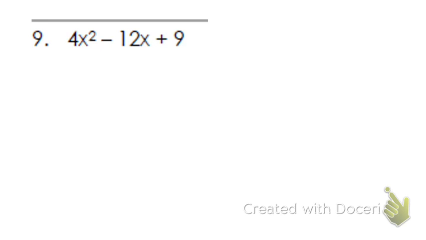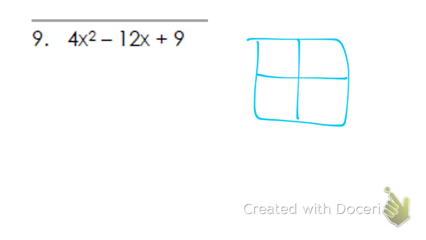Okay, I'm going to factor this one by the box method again. Let's see. So my first term, first of all, we haven't had any that have had this, but we always want to make sure that we factor out a greatest common factor, if there is one. There isn't one here. So I'm going to put 4x squared and a 9 right here, and I'm going to figure out what's going to go here and here.